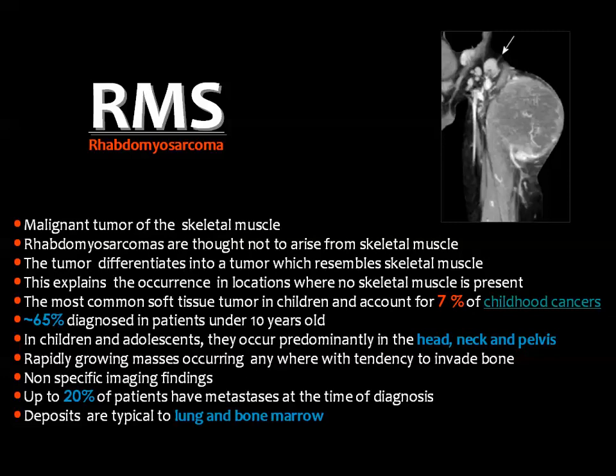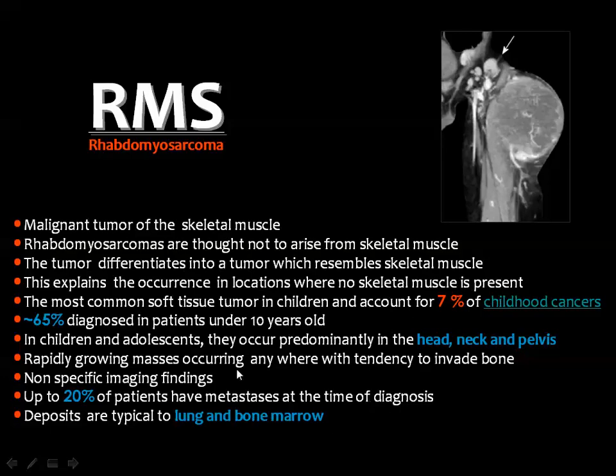Then we come to the rhabdomyosarcoma, which is the malignant tumor of the skeletal muscles. And rhabdomyosarcomas are now thought not to arise from the skeletal muscles. And this is almost similar to the synovial sarcoma, as I will mention in a moment. Why its name? Because the tumor differentiates into a tumor which resembles the skeletal muscle. Then this fact explains that the tumor can occur in some anatomic places where no skeletal muscle is present.